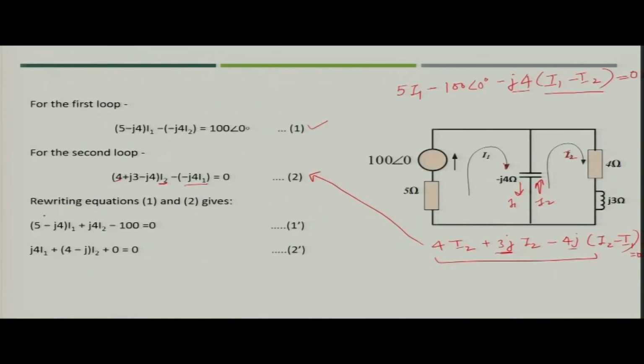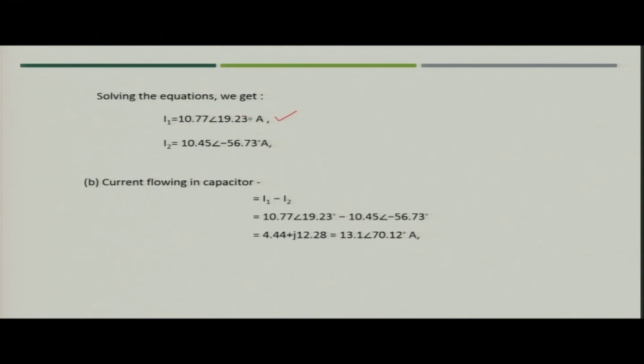Now, here you can see that the result would come in the form of rectangular coordinates, where you will have a real component as well as an imaginary component. So, using your previous knowledge of phasor calculation, you can find out the value of these currents in terms of phasors also.